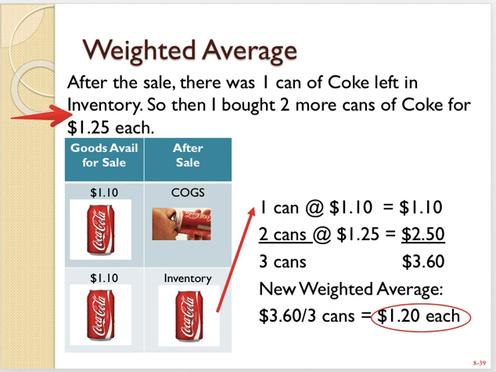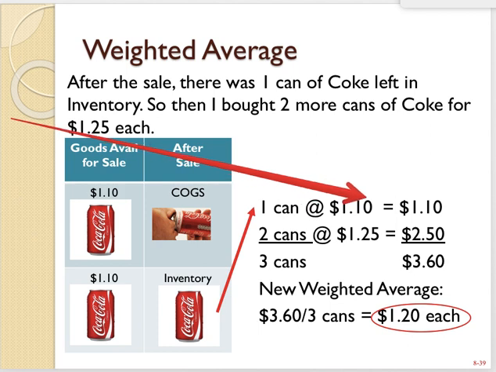So then I bought 2 more cans of Coke for $1.25 each. So now what we're looking at in our inventory at this point in time is that we have this first can that we had bought previously, and that can again carries over at the weighted average at the $1.10 amount. Then we're going to add in 2 more cans at $1.25 each. Now we want to calculate a new weighted average because now we have a new set of product coming through. So the way it works is this.